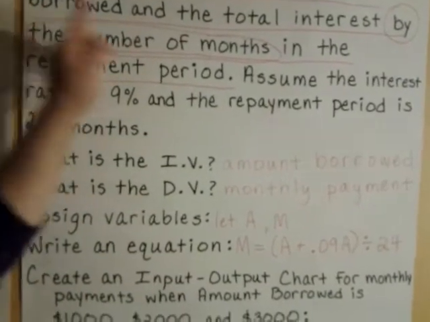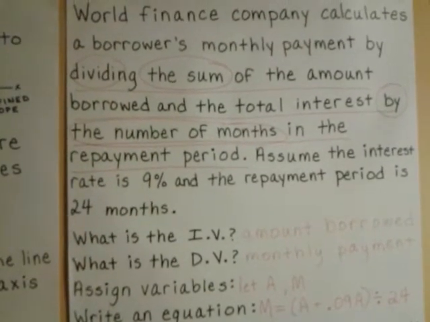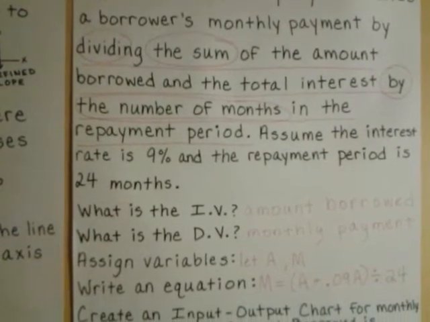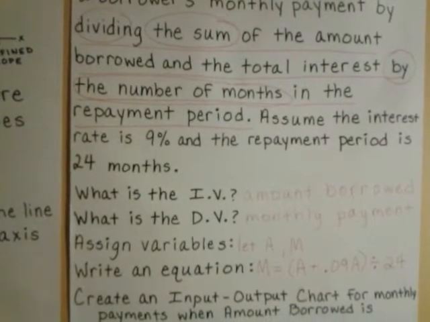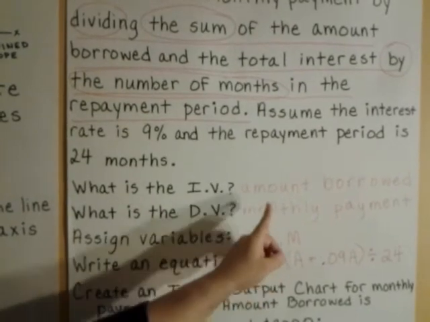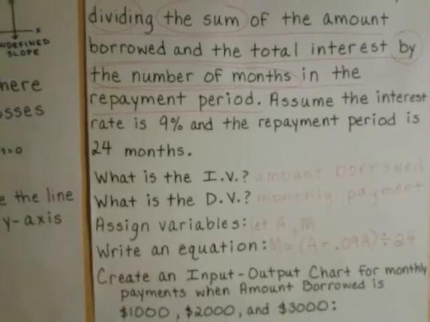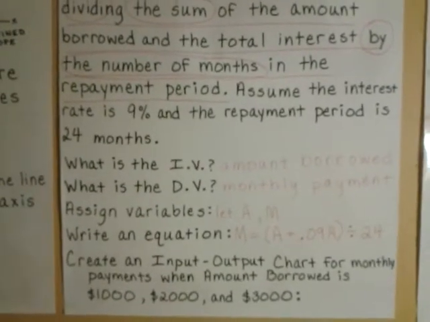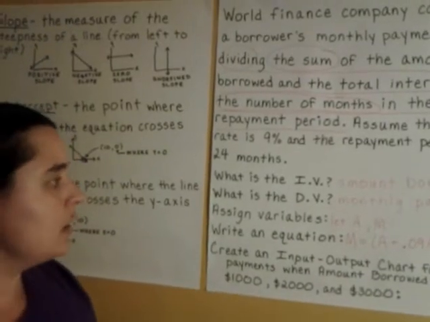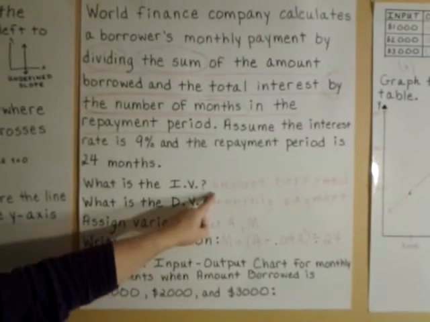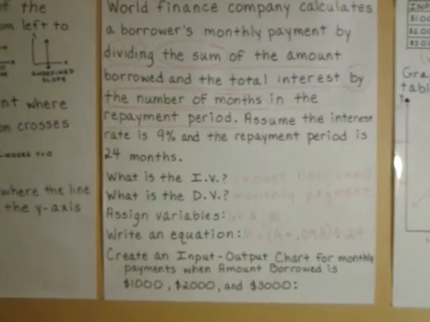In this situation, the independent variable is the amount being borrowed. The dependent variable is the variable that depends on some other variable. Your monthly payment would depend on the amount that you're borrowing. Therefore, monthly payment is the dependent variable. The next thing we'll do is assign variables to represent these values. We will let A represent the amount being borrowed, and let's let M represent our monthly payment.